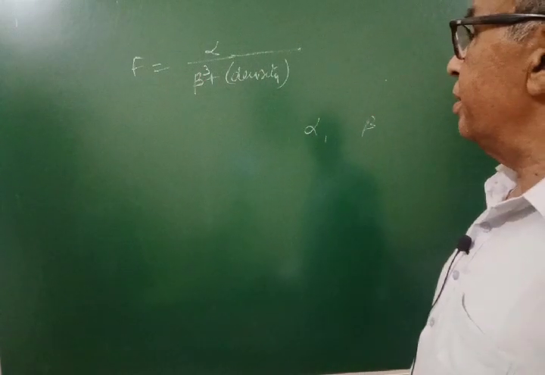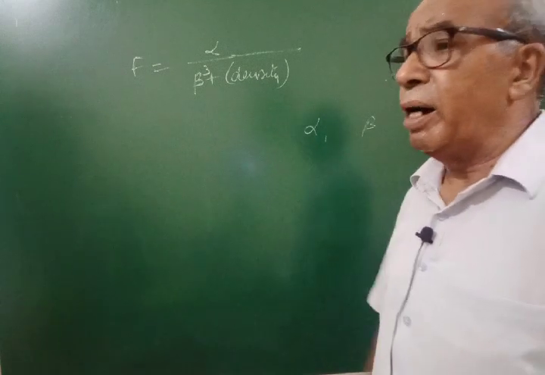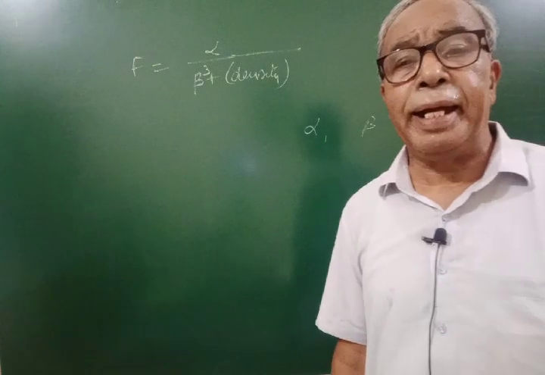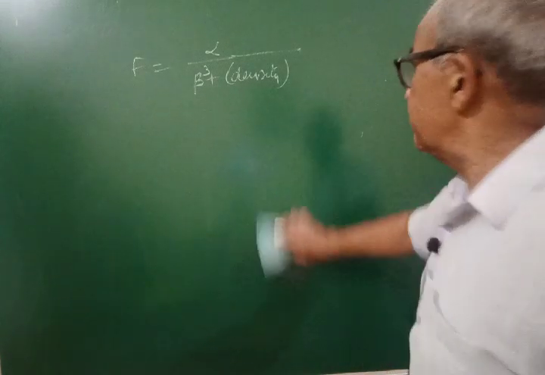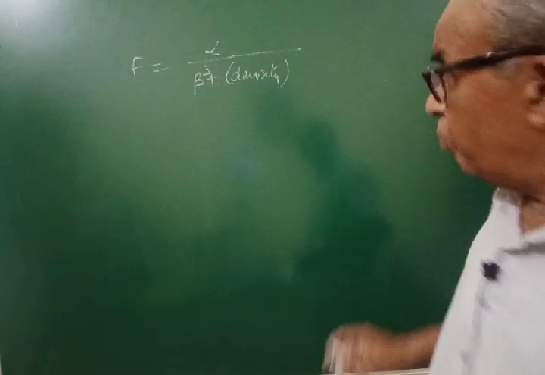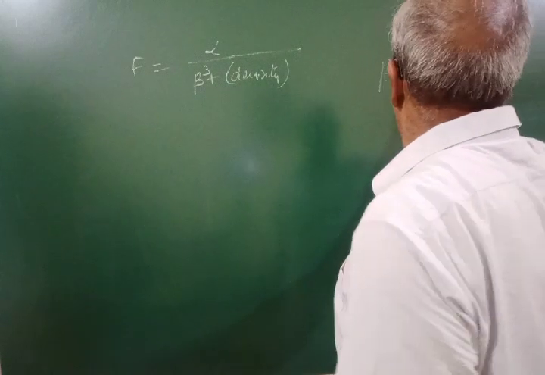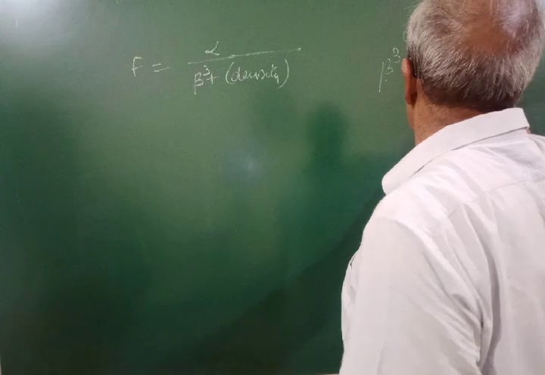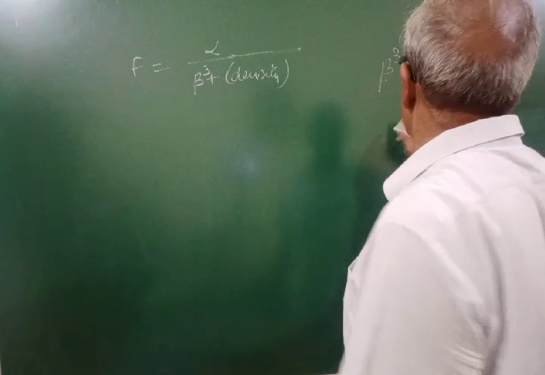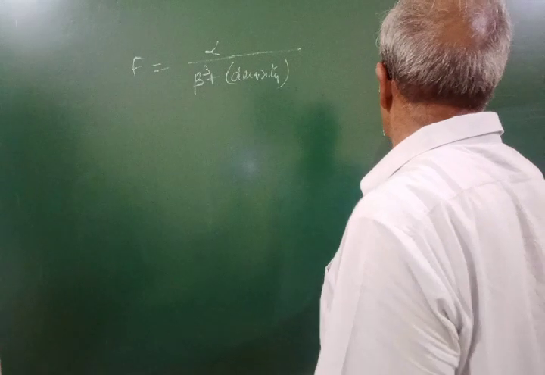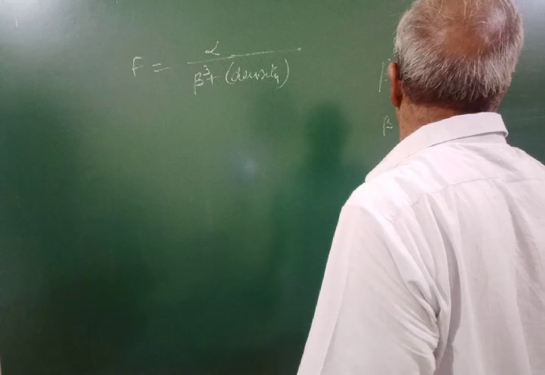तो वेरी क्लियर हियर दैट density and beta cube are dimensionally the same because we can add only those quantities together which have same dimensions. So beta cube is equal to ml minus 3, dimensions of density, mass upon volume, and hence beta has dimension m to the power 1 by 3 or l minus 1.